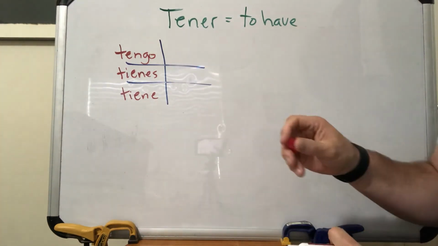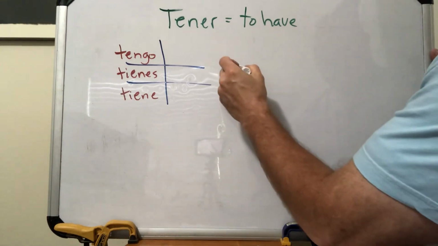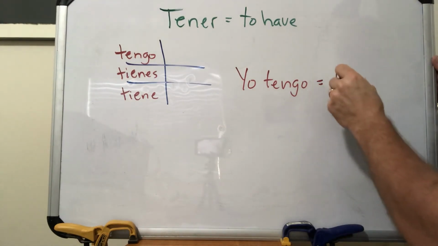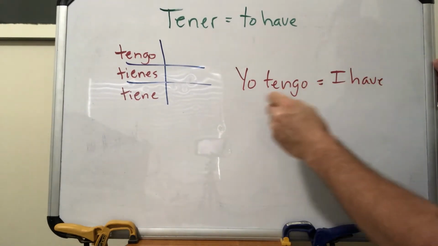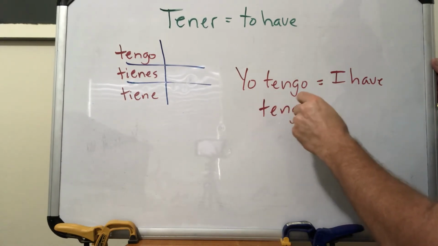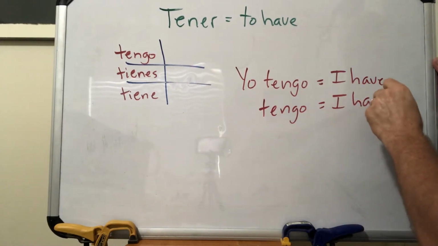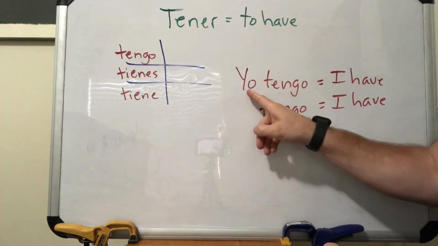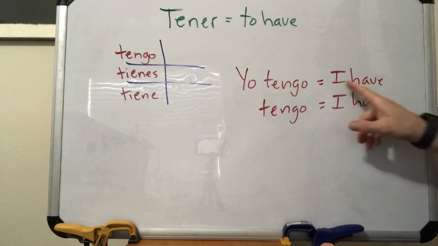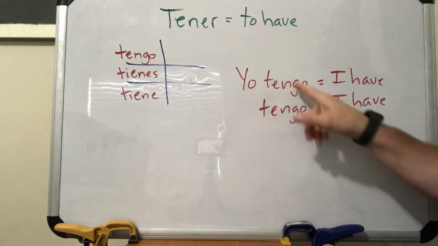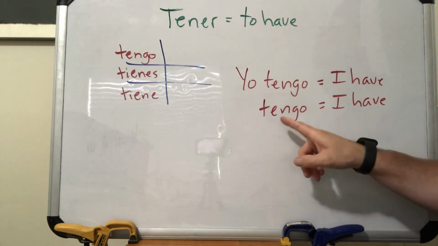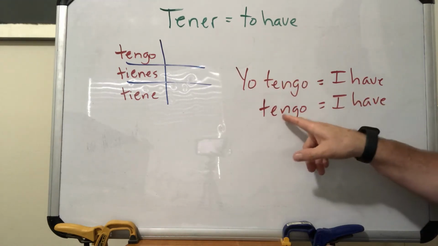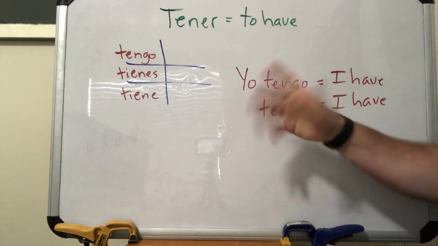So remember, if you say yo tengo, that means I have. If you say tengo all by itself, it means I have. A lot of times you'll hear people who are learning Spanish say yo tengo. They'll include the yo because it feels better, because in English it means two words, I have. So they want to say two words in Spanish, yo tengo. But you only need to say tengo. Whether or not you include the yo, it's optional.